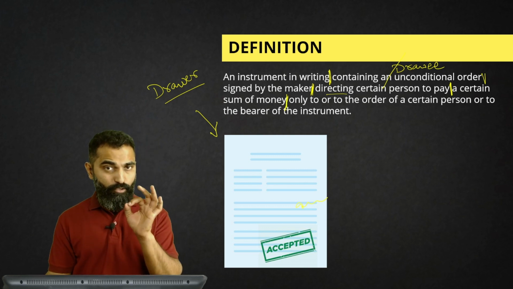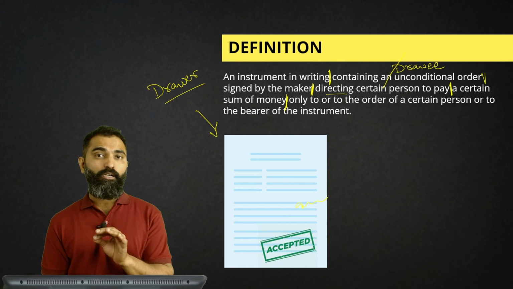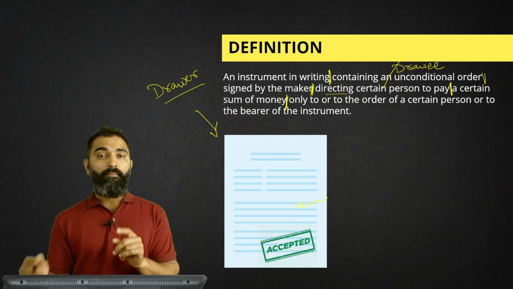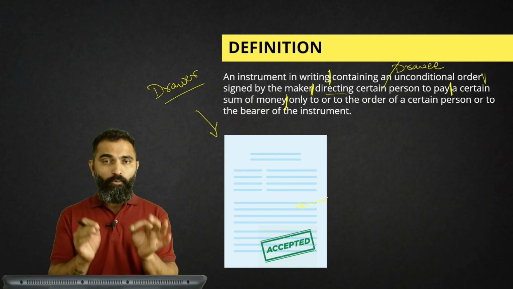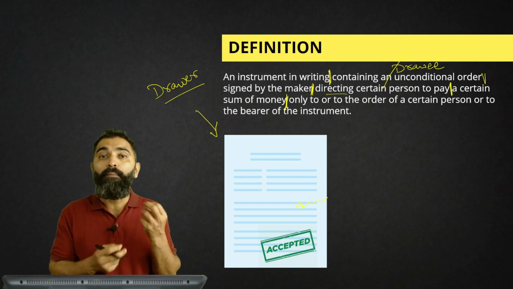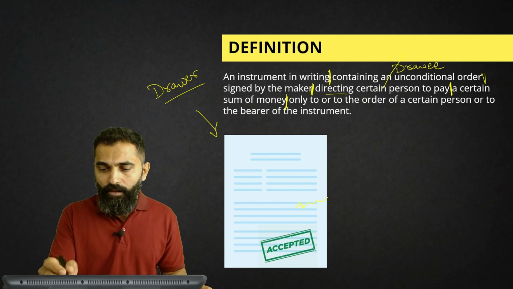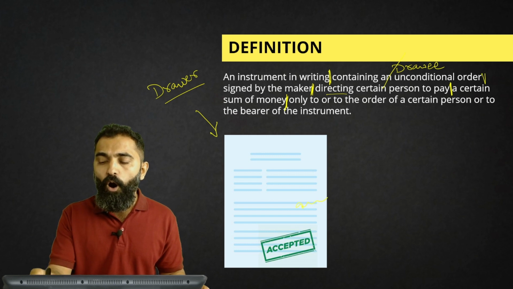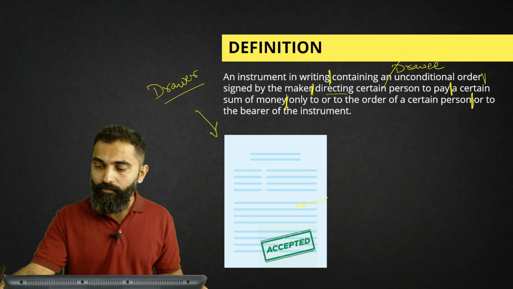again the amount is also clearly mentioned. It is not like pay me rupees 20,000 plus GST, pay me 20,000 plus interest or fine. No, pay me rupees this much only. It is clearly mentioned. So there is no ambiguity. कुछ confusion, misunderstanding के लिए जगह ही नहीं है. Only to or to the order of a certain person.